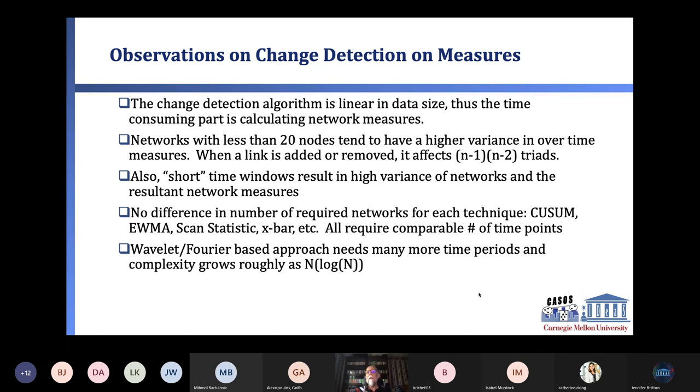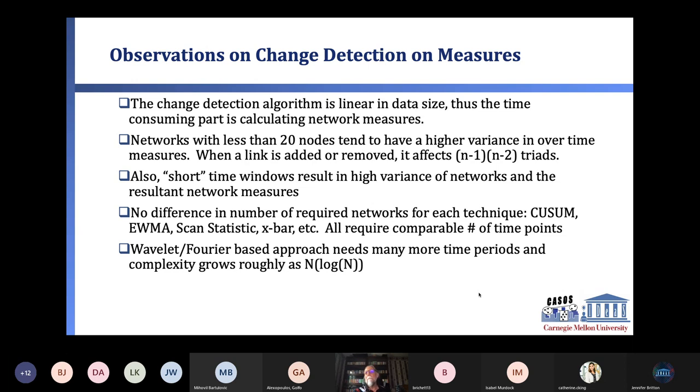And so there are some issues with smaller networks. Networks with, say, less than 20 nodes tend to have very high variance in our over time measures. And so it's very difficult to get a reasonable standard deviation for our measures. So we don't want super short time windows.